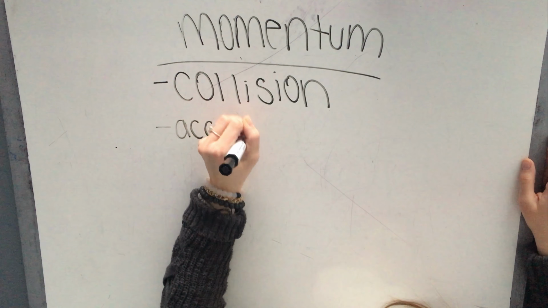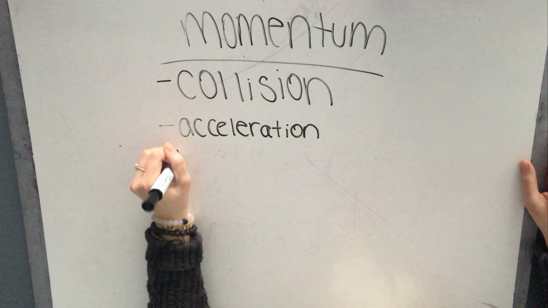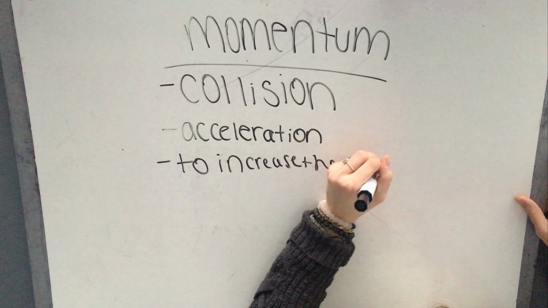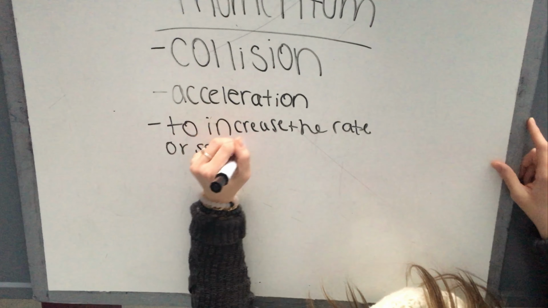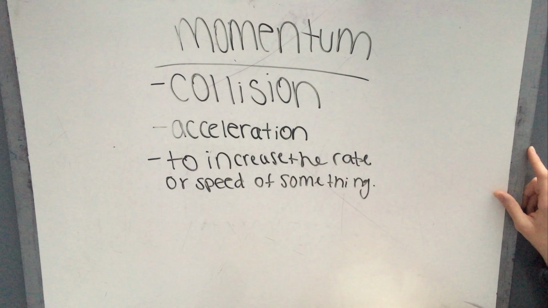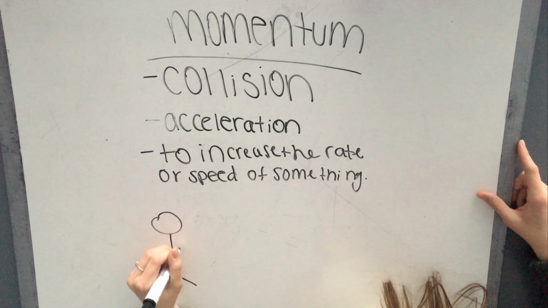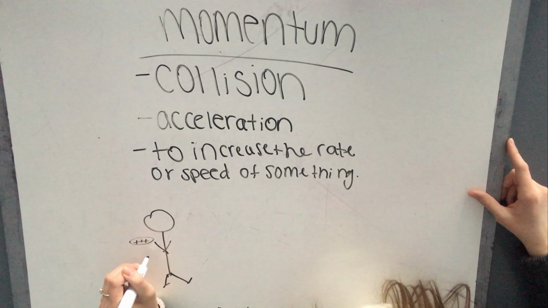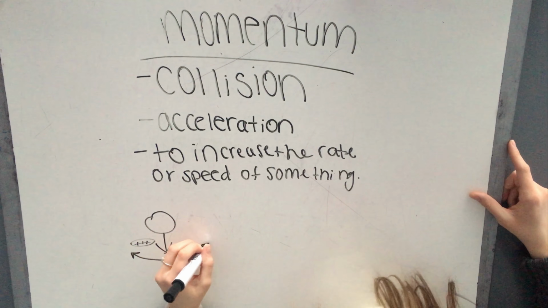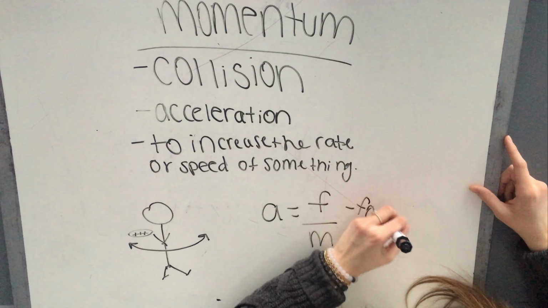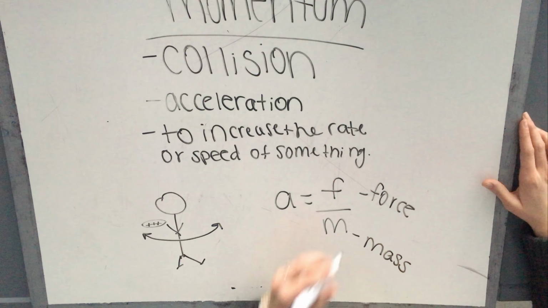Now we're going to talk about acceleration. Acceleration is used in many different aspects in football. Now, the definition is to increase the rate or speed of something. We're going to use the example of a quarterback. The quarterback must accelerate his arm to throw the football and make a good pass. In physics, you must use this equation, A equals F over M, in which F stands for force and M stands for mass.